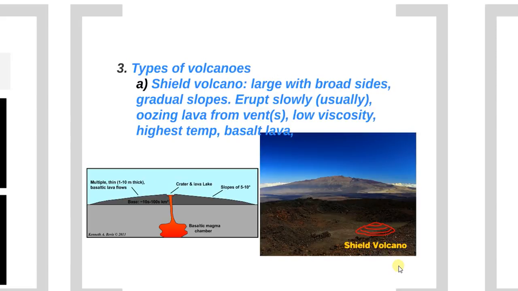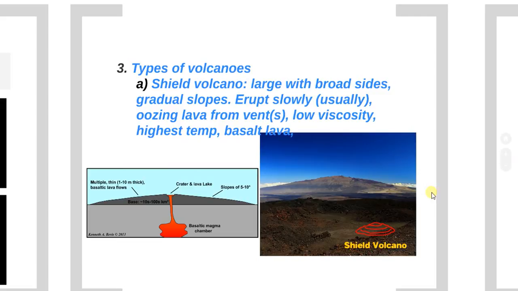So we have three types of volcano that we're going to talk about in this class: shield volcano, a stratovolcano, which we're actually going to call a composite volcano, and then a cinder cone volcano. Now, shield volcano, we have some of these up in Tremonton. If you've ever driven up to Idaho, the state above us, we have a lot of these.